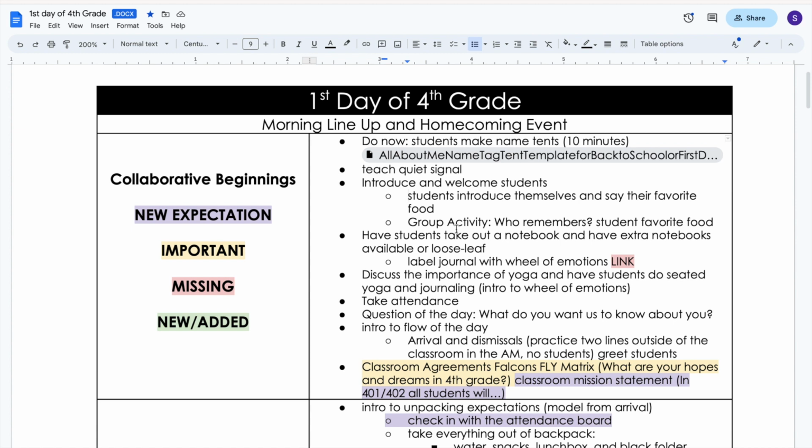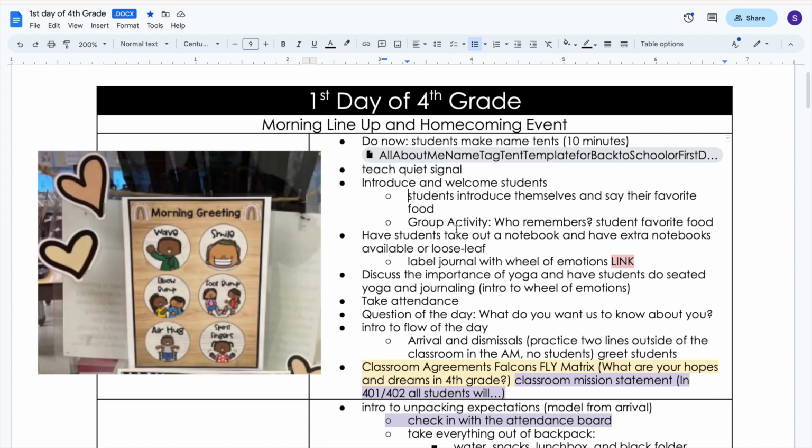Then we're going to ask the question of the day, which is, what do you want us to know about you? And then we're going to introduce the flow of the day, which is another word for schedule, and talk about arrival and dismissal. We're going to practice the 2 lines outside of the classroom like I would expect them in the morning, because on day 2, they are going to be expected to wait for me outside, where on the first day, it's a little bit different. We're going to practice what the line should look like outside the classroom in the morning, and then I'm going to greet them because I have a greeting chart outside.